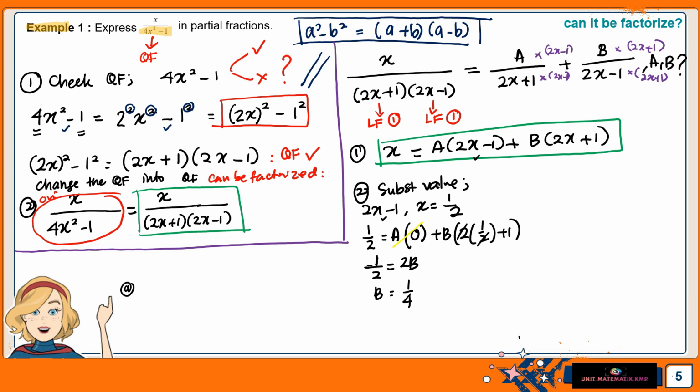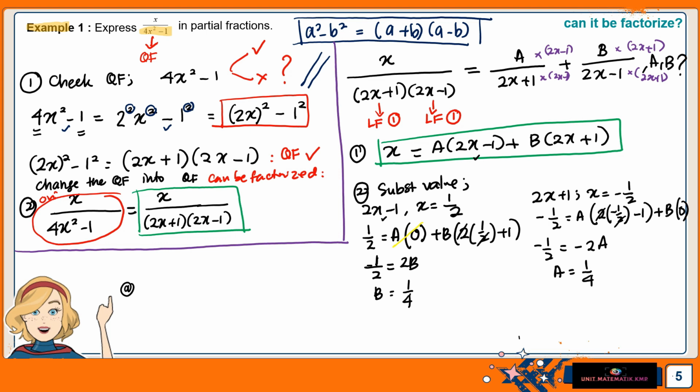Okay, next, you have 2x plus 1. So we will substitute the value of x equal to negative 1 over 2. Okay, am I right? So let's put the value: negative 1 over 2 is equal to A multiplied by 2 times negative 1 over 2 minus 1, plus B. It has the same factor, so automatically it will be 0. So negative 1 over 2, you have negative 2A, so A is equal to 1 over 4. Okay, so we got our aim here. You got A, you got B.